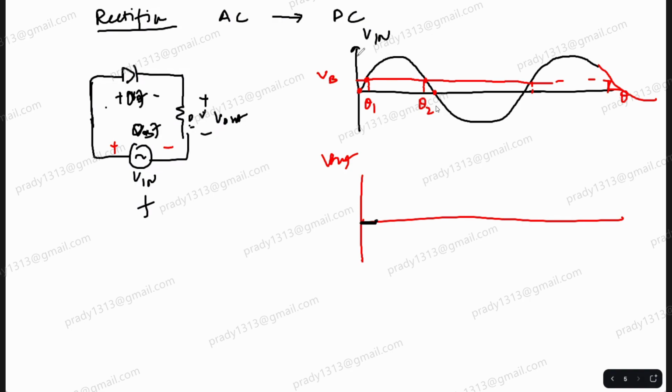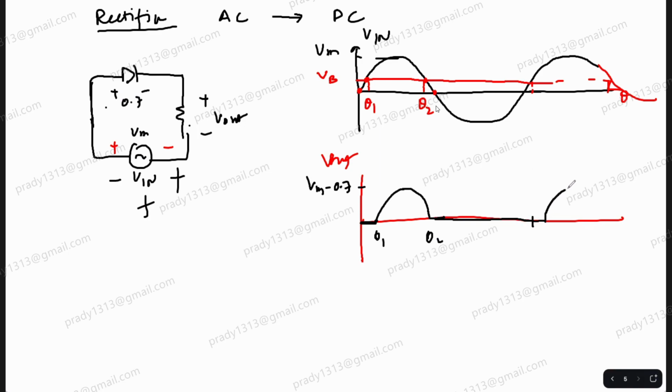The peak is, let's say, VM. When the input reaches VM, what will be the output voltage? VM minus VB, that is VM minus 0.7. Again at theta 1, theta 2 it will conduct. Will it conduct in the reverse direction? No, sir, no conduction. Output again like this. Do you understand the output?